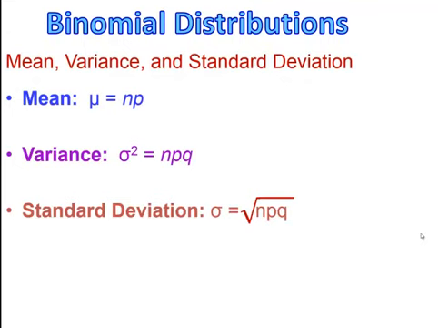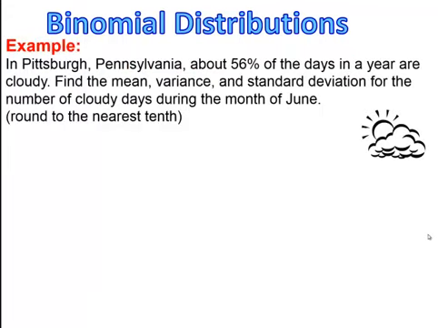This next part for binomial distribution is finding our mean, our variance, and our standard deviation. Well, when we're finding the mean for a binomial distribution, you simply multiply the number of trials times the probability of success. That will be our mean. Our variance is multiplying the trial size times the probability of success times the probability of failure. And then for the standard deviation, you'll simply square root the variance. So let's see what this looks like.